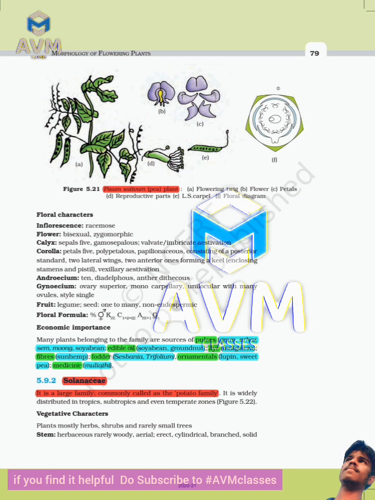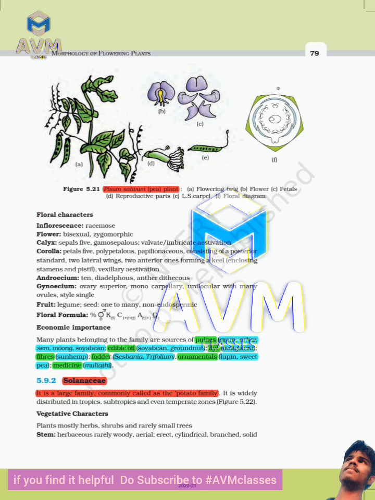Economic importance. Many plants belonging to the family are sources of pulses (gram, arhar, sem, moong, soybean), edible oil (soybean, groundnut), dye (Indigofera), fibers (sun hemp), fodder, ornamentals, medicine.